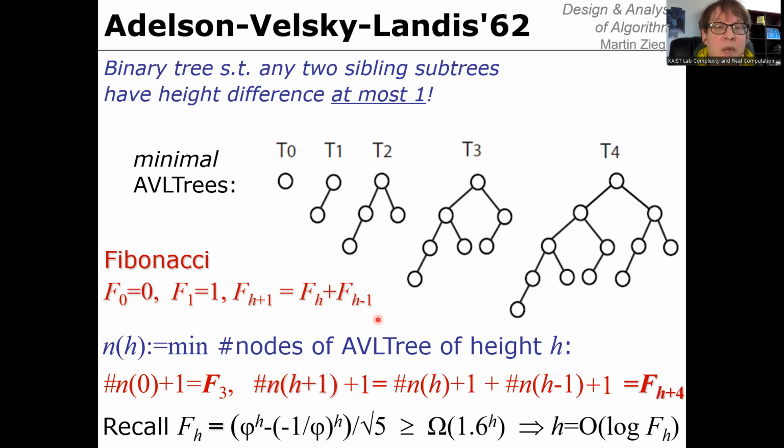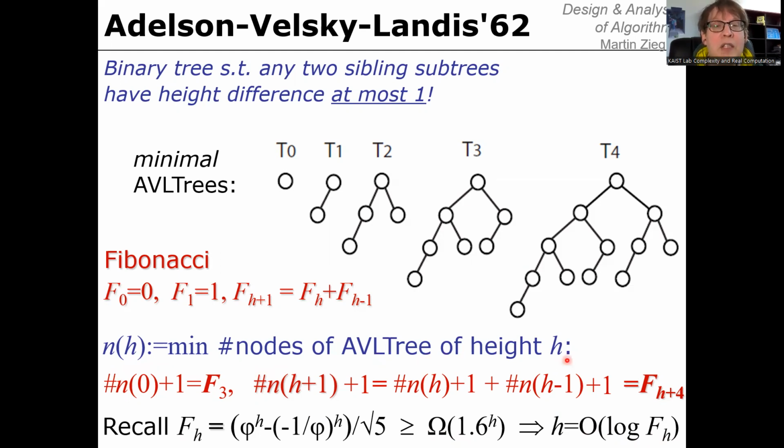So also this number must grow exponentially, with the base being the golden mean. And then turning things around, solving this means conversely that the height is logarithmic in that number. Let me say that again. The Fibonacci number grows exponentially in the index, and therefore also the minimal number of nodes of an AVL tree of height h grows exponentially in h.